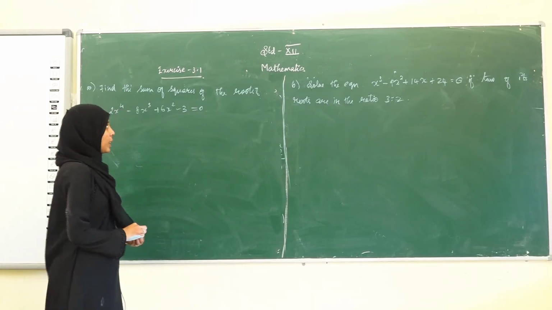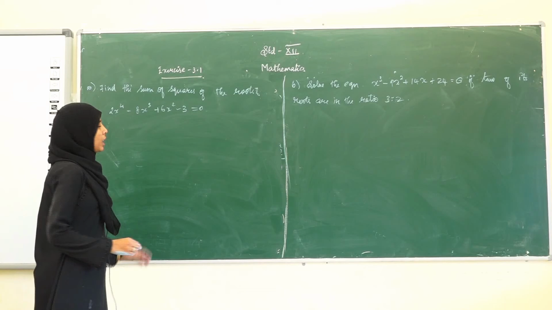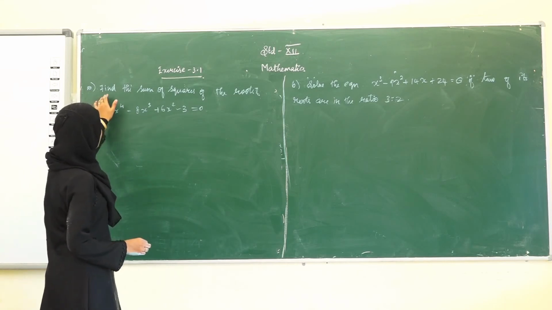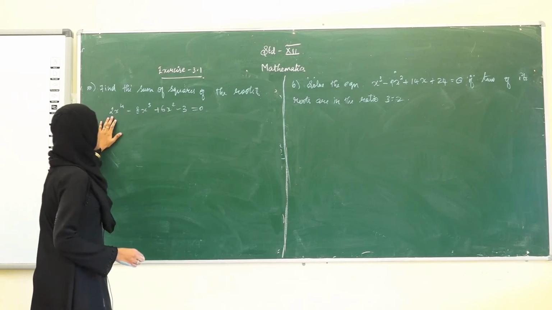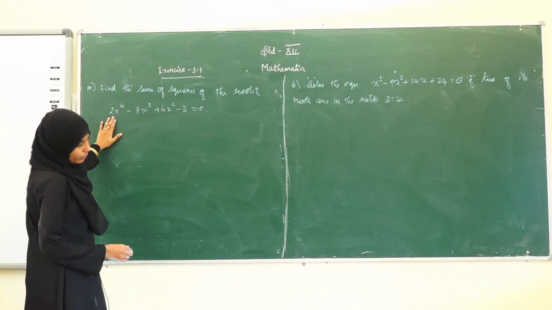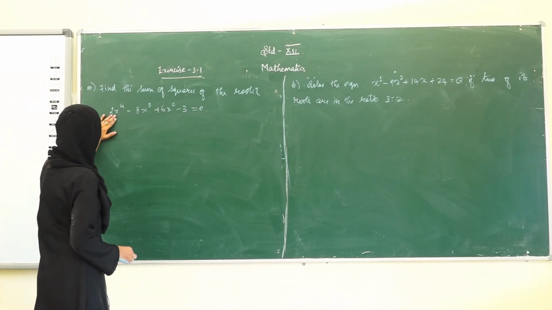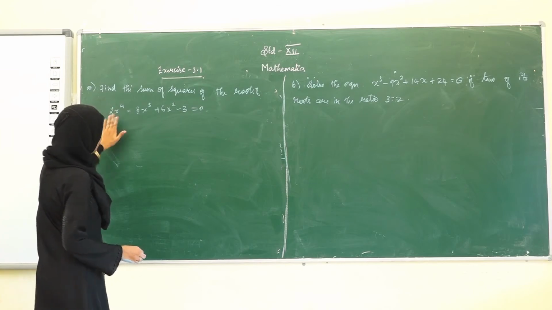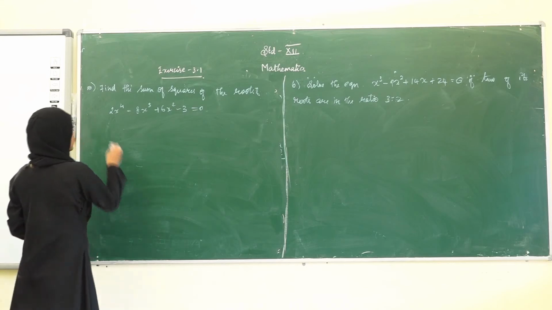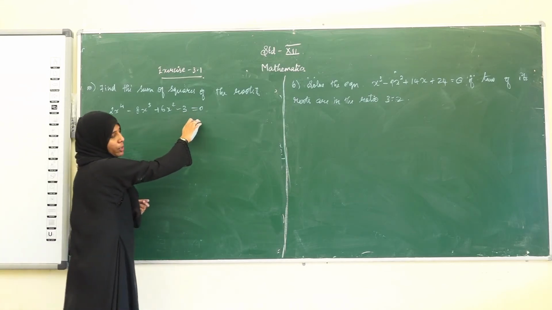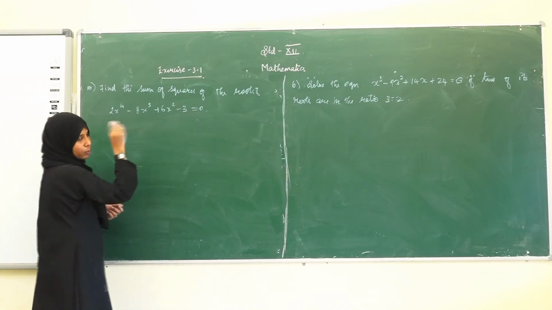So let us move on to the next example, that is the 5th. Let us see the question. What is given is: find the sum of the squares of the roots of this degree 4 polynomial. So they have given an equation. What we have to find is the sum of the squares of its roots. So first we find summation 1, summation 2, summation 3 and the other terms.